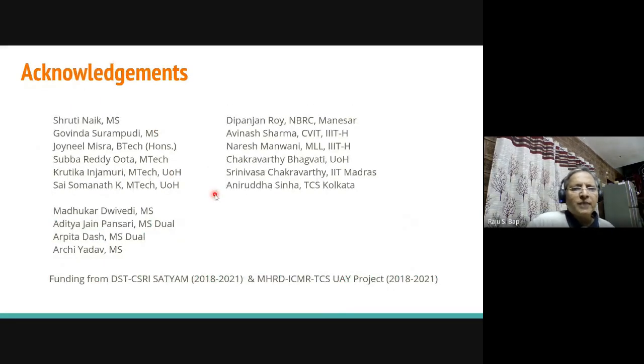There are several students who participated in this. Shruti Nayak, who did this dynamic mean field model, is an MS student. She is now in France, at Inria Paris. Govinda and Joanil were the ones who participated in MKL and TMKL. They are both now doing PhD at the University of Maryland. Subbareddy, who has also contributed, is now working on graph convolutional neural networks. He's ready to go to Inria Bordeaux for PhD. And there are two students of mine from University of Hyderabad, the current students, Madhukar, Aditya, Arpita, and Archie, who are continuing this work.